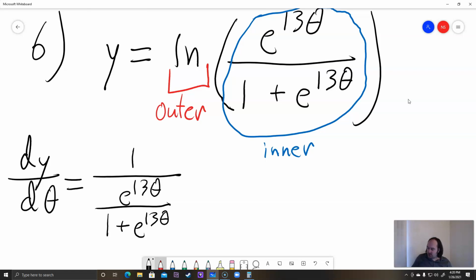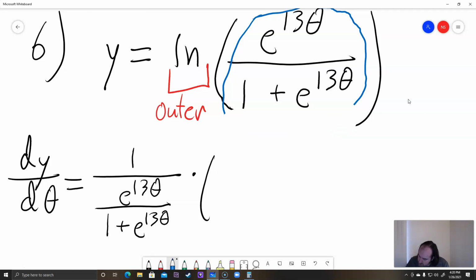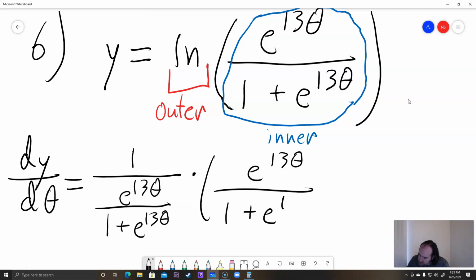Okay, so that was the derivative of the outer function, inner left alone, and then we need to multiply this times the derivative of the inner function. So we need to multiply this times the derivative of e to the 13 theta over 1 plus e to the 13 theta. So I'll just write a prime there.